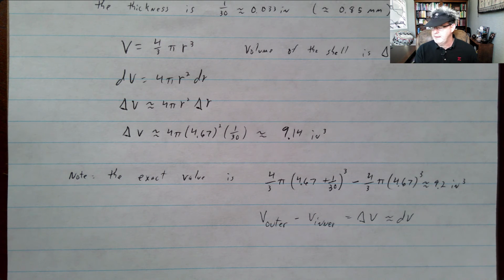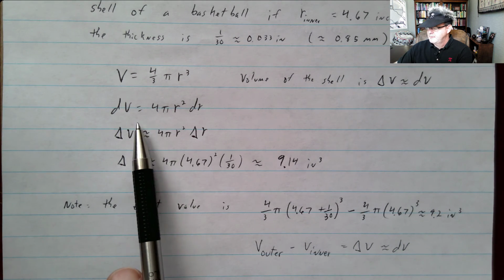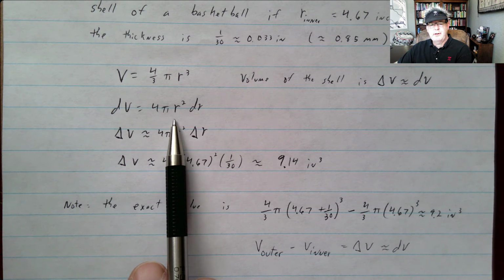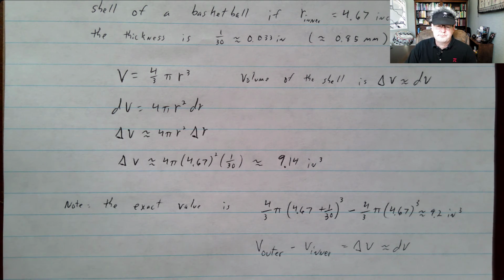Anyway, that would be another application of differentials, the volume of thin shells, because of course delta V is roughly dV. And you can picture that if we look at this 4 pi r squared, the volume is roughly the area of the basketball times its thickness.